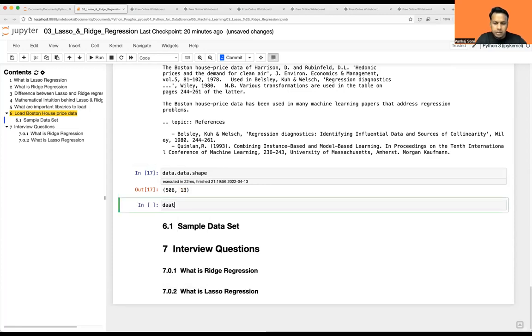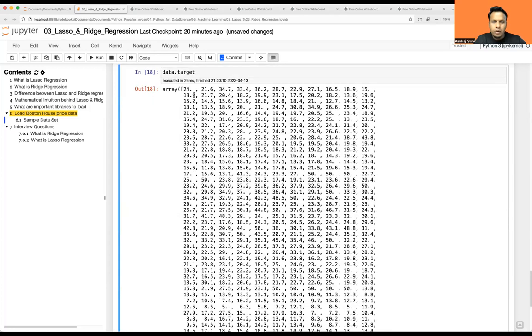And what is the target value? We have data dot target. Based on the 13 different features, whatever the value of each feature, that gives the price of the house. So that's what is mentioned.